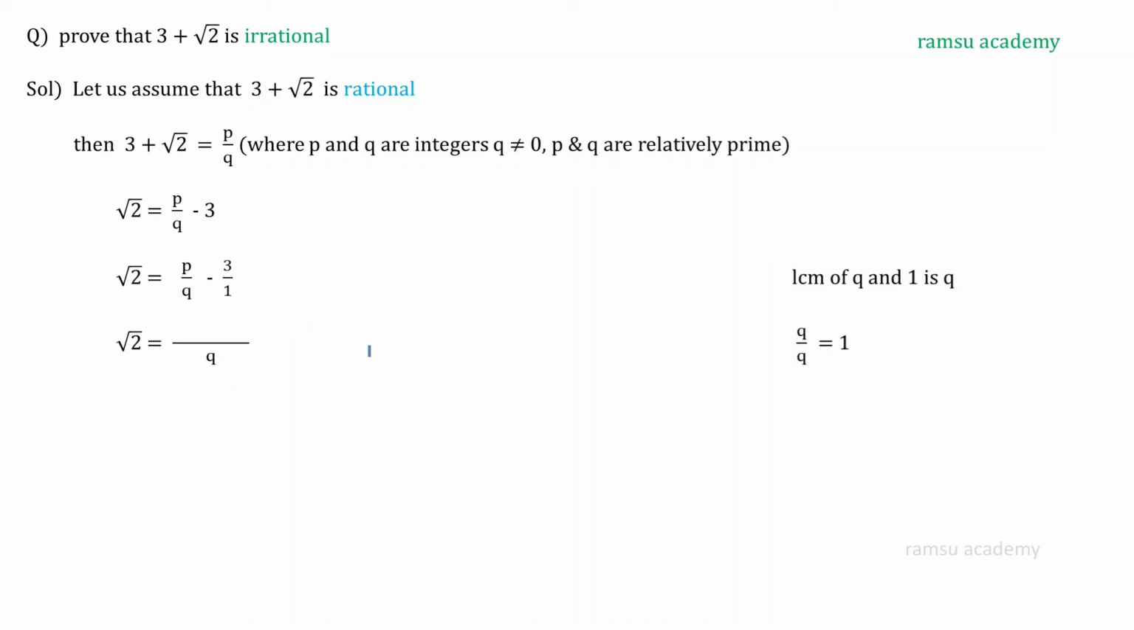When we divide q with q, we get 1. Multiply this 1 with the numerator of the first fraction, that is p. So it will be equal to 1 into p. So write 1 into p here. Now there is a minus sign between these two fractions. So write minus here.